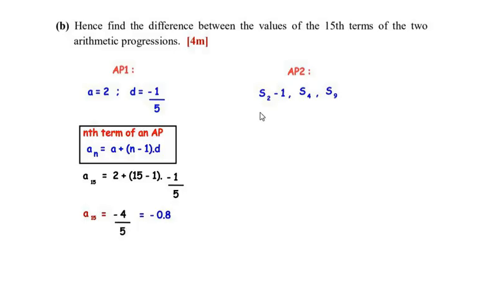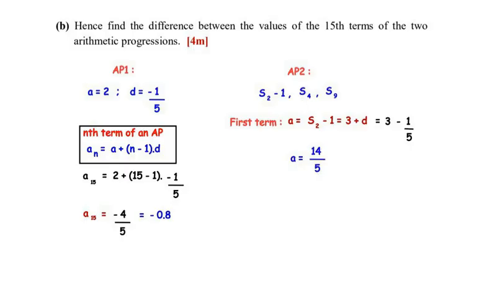Now let us find out the values of the first three terms of the second AP, starting with S2 minus 1, which is the first term. So the first term, that is, we are considering S2 minus 1 as A, and we had got the value as 3 plus D in the previous part of this question. So here we get 3. Now D represents the common difference and we had got its value as negative 1 over 5. So 3 minus 1 over 5 gives us the first term of the second arithmetic progression as 14 over 5.